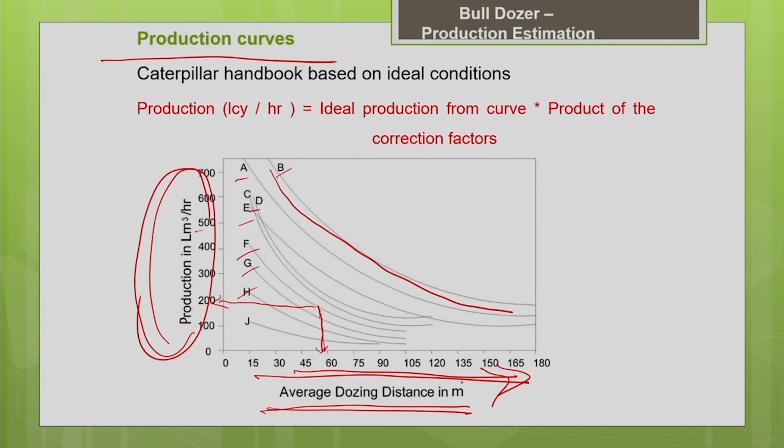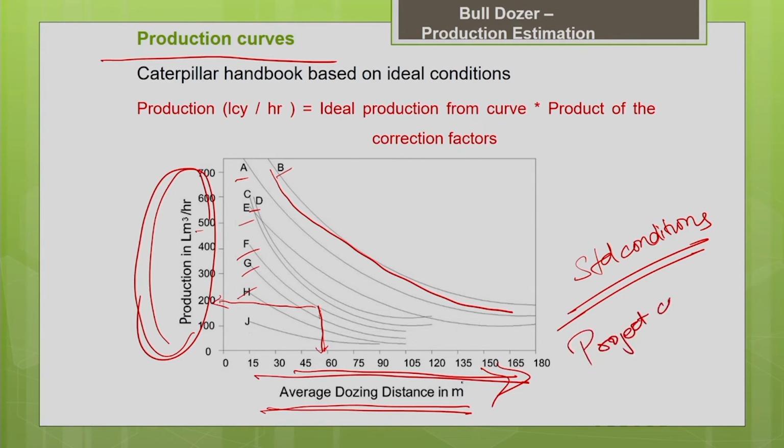But one thing you should know is that these production curves are drawn assuming some standard conditions. They are applicable only for standard conditions which they have assumed for drawing these curves. But your project site conditions may differ from these standard conditions, mostly it will be differing. If your project conditions differ from the standard conditions, then accordingly you have to apply some correction factors.